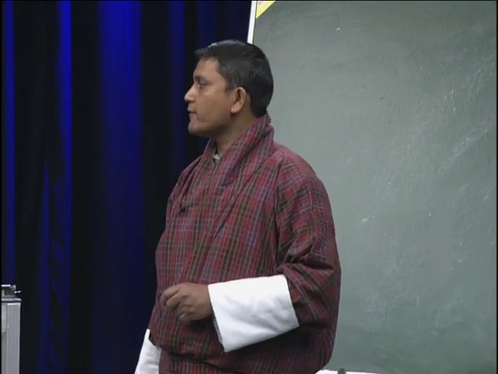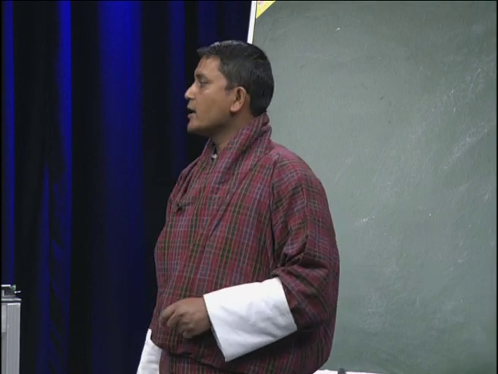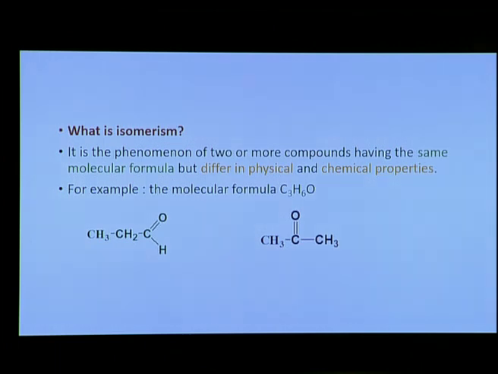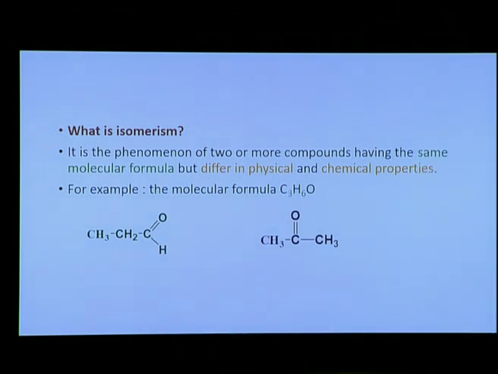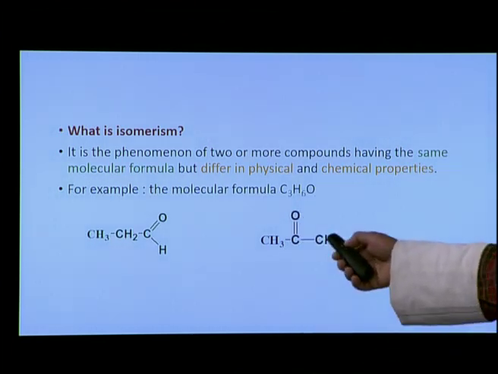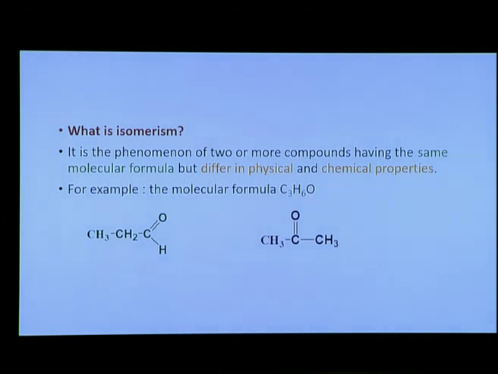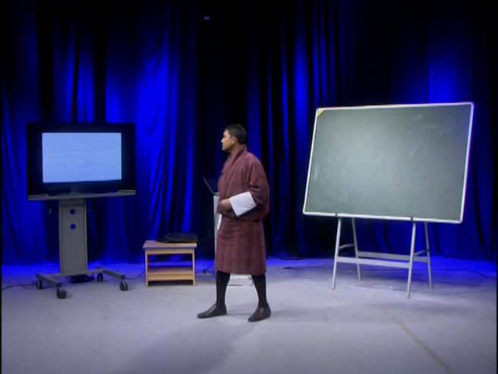For example, if we look at compounds having the molecular formula C3H6O, from this molecular formula we can have compounds of this type. In the first case, we have CH3CH2COH, which is an aldehyde, an organic compound, and another one with the same molecular formula, we can have a compound which is acetone, a ketonic compound.